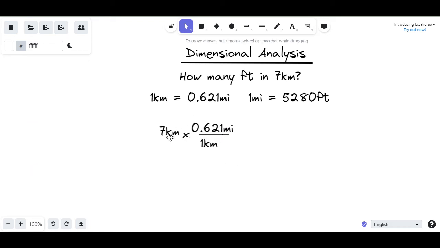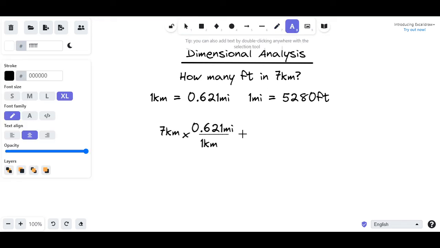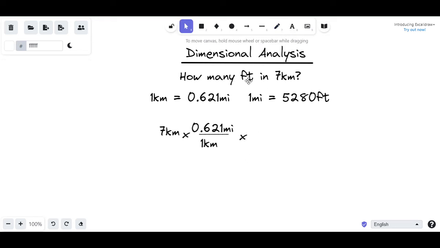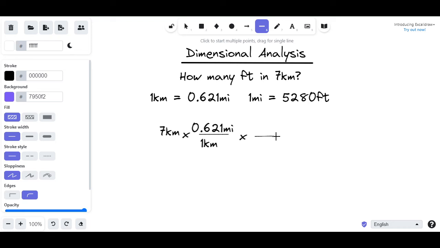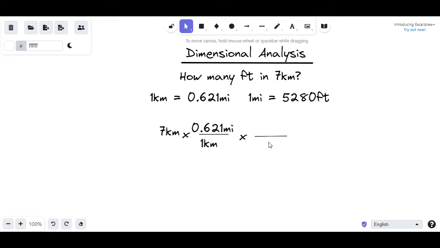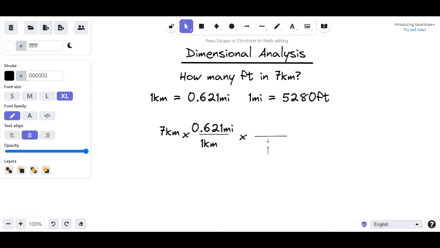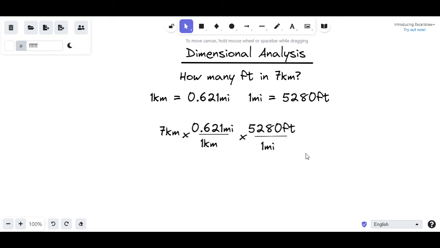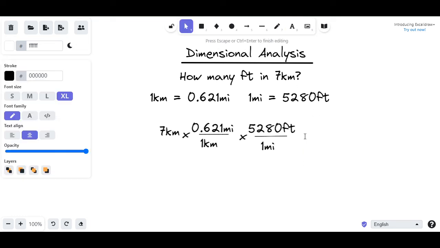Okay, now I've gone from kilometers to miles, and I need to now go from miles to feet. So again, multiplication symbol, division line, and now, because I have miles on top, I'm going to put miles on the bottom. And so 1 mile is equal to 5,280 feet. And now I'm ready to solve. I'm ready to put this in my calculator and get an answer.